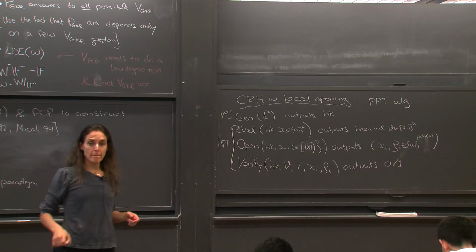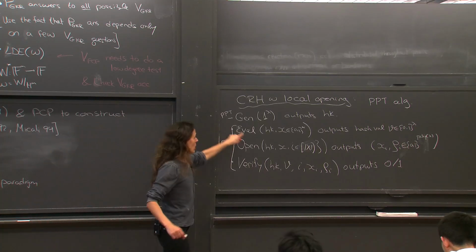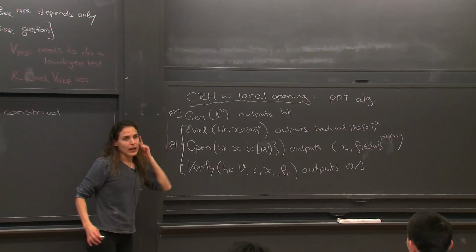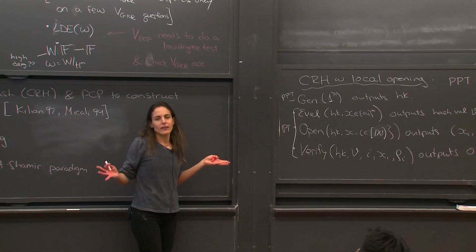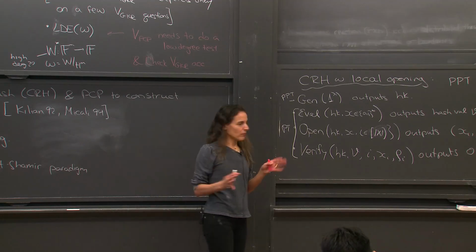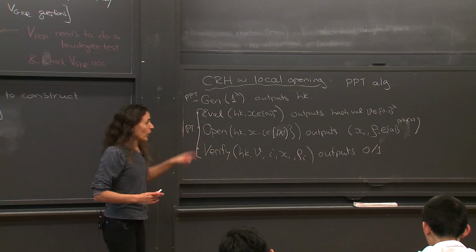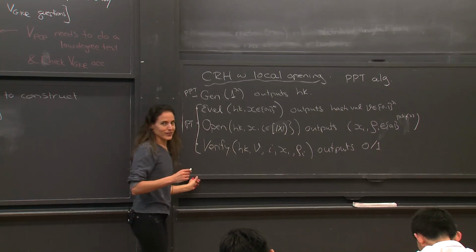Yes? Why is eval not allowed to be probabilistic? These are polynomial time. It doesn't need to be. It just doesn't need to be probabilistic. I'm not inherently opposed to using randomness in algorithms, but it just doesn't need to be, whereas Gen has to be probabilistic. Okay, great. Thanks. Good question.